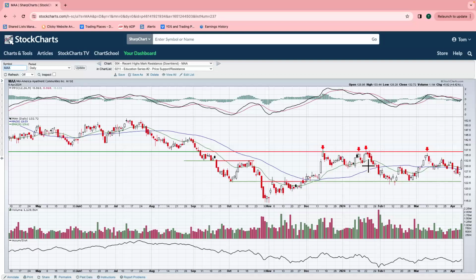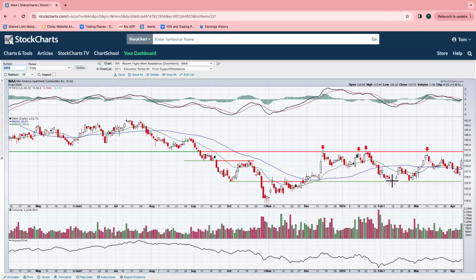Pull back. Where did we break down from? See the support that we created right here at about 130? Guess what? When we go down to 122, put in a hammer, and this was a low, broken down, resistance, multiple tests. We break out. What does that mean?